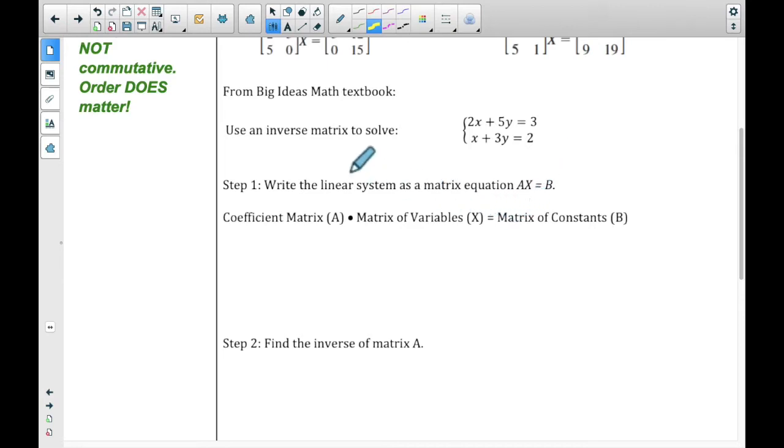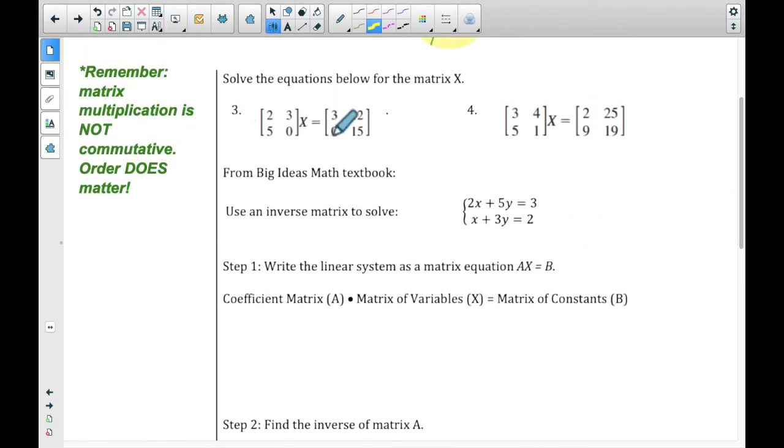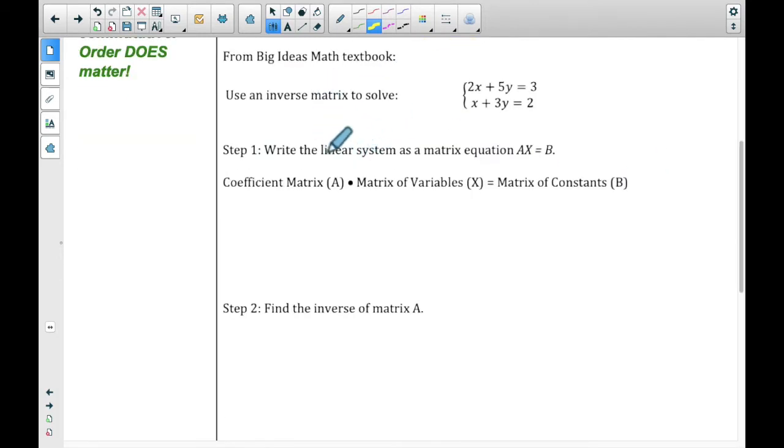So first of all, how to do that is we have to write the system as a matrix equation in the form A times X equals B. And that's like what we were doing last week, where this was matrix A multiplied by matrix X is equal to matrix B. And when we do that, the A matrix is going to be the coefficient matrix. The second matrix is going to be the matrix of the variables. And then the last matrix, which we will call matrix B, will be the matrix of the constants. Let me show you what I mean.